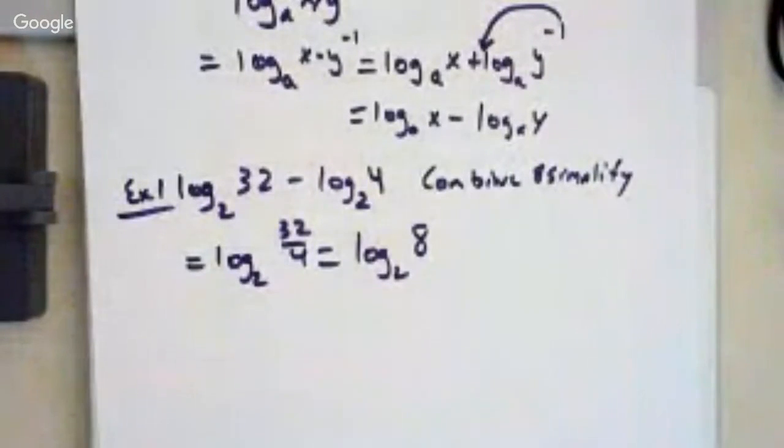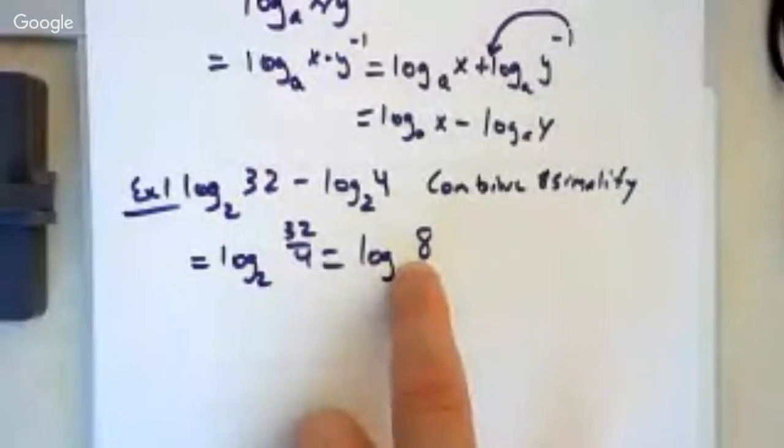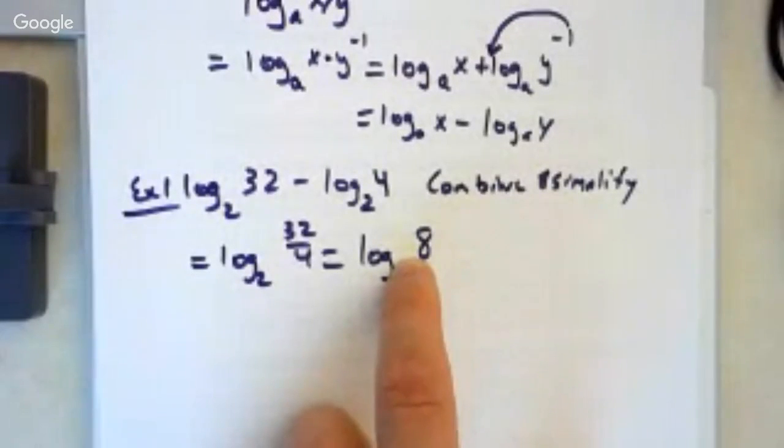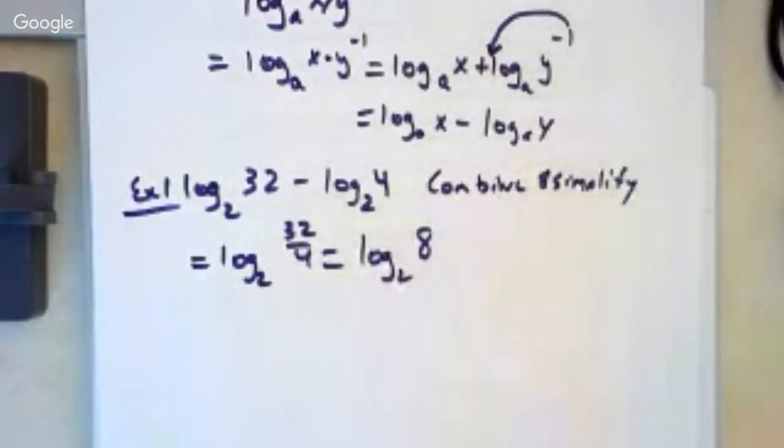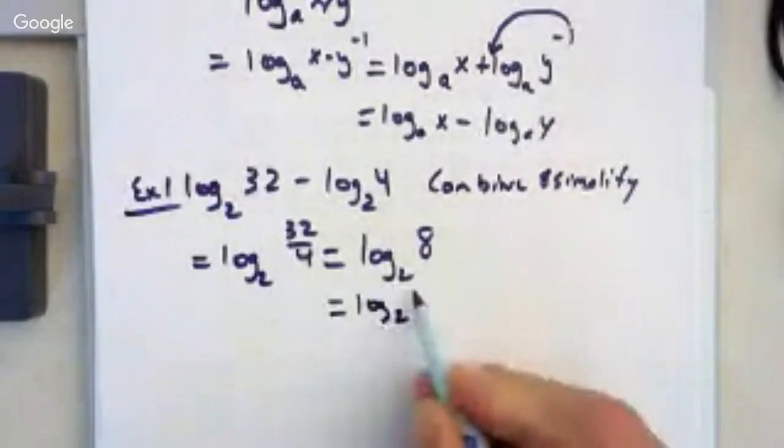Stop and check out. Questions on that? The answer of 8. 8 is 2 to what power? Nope, 2 squared is 4. 3, right, it's 2 to the 3rd power. So that's log base 2 of 2 to the 3rd power.